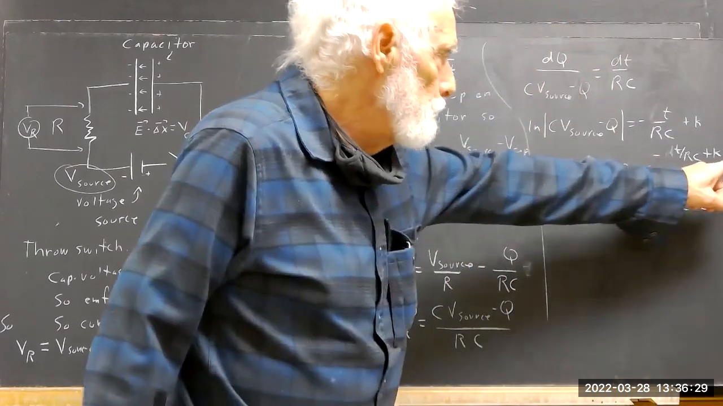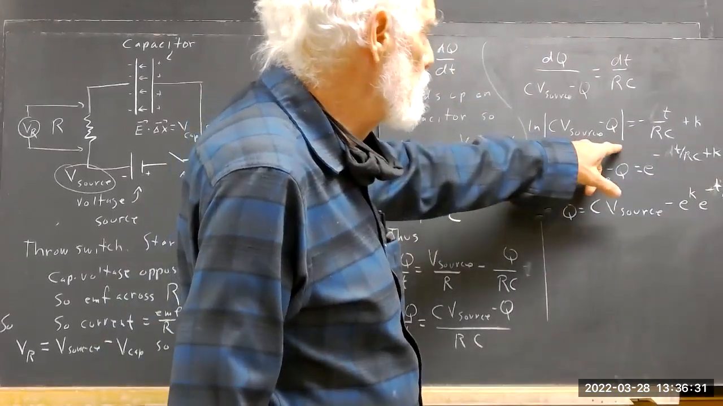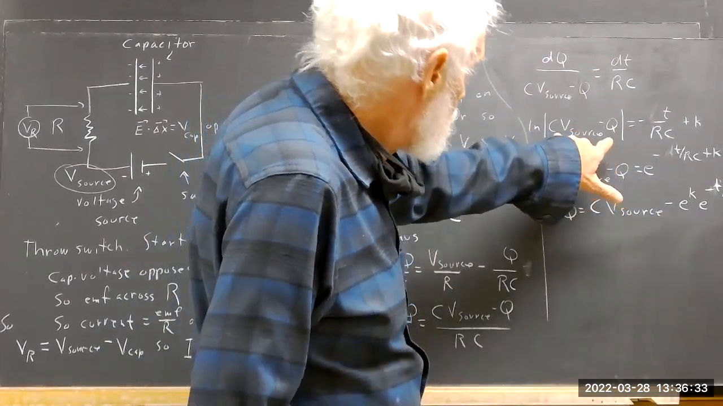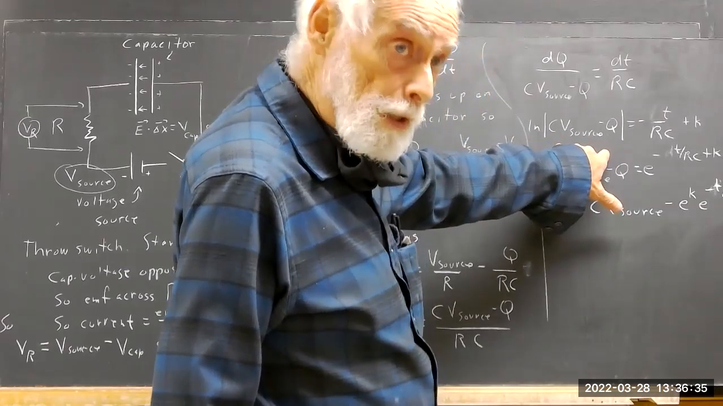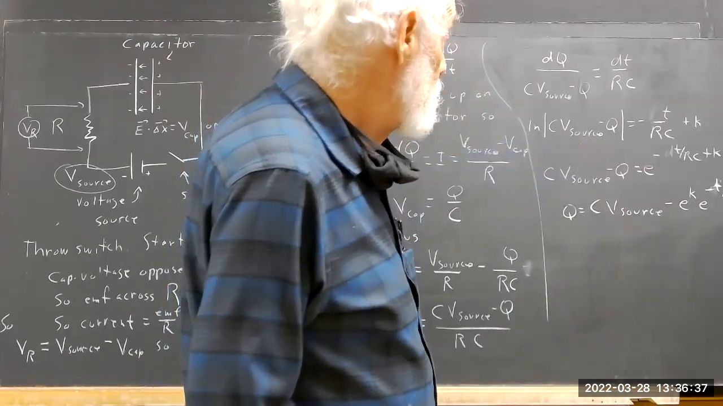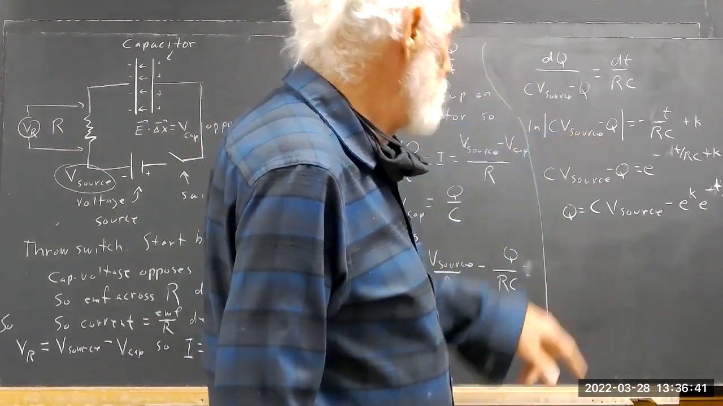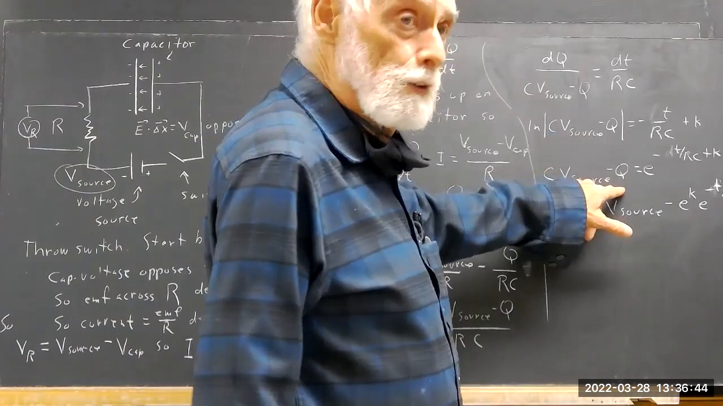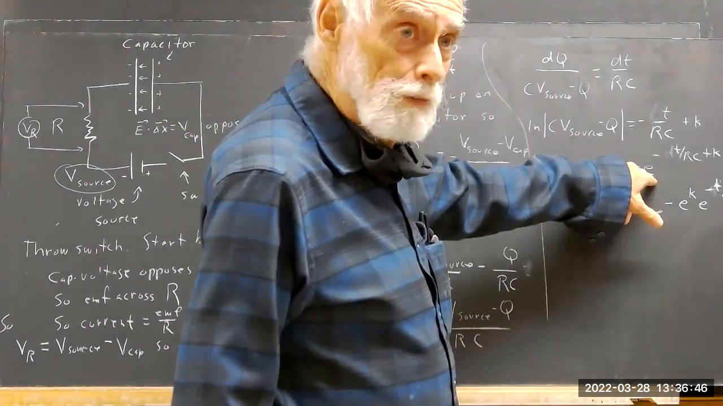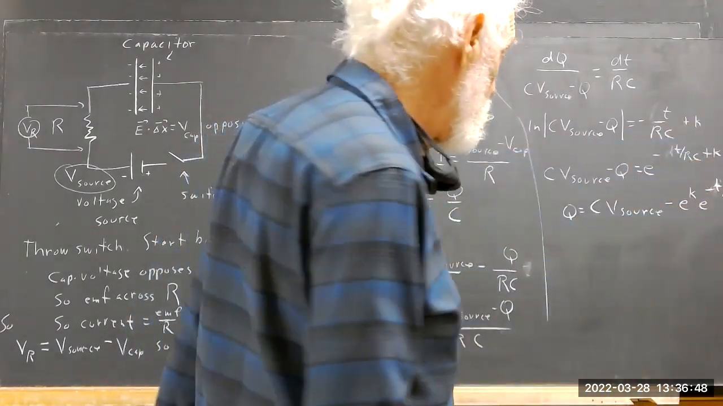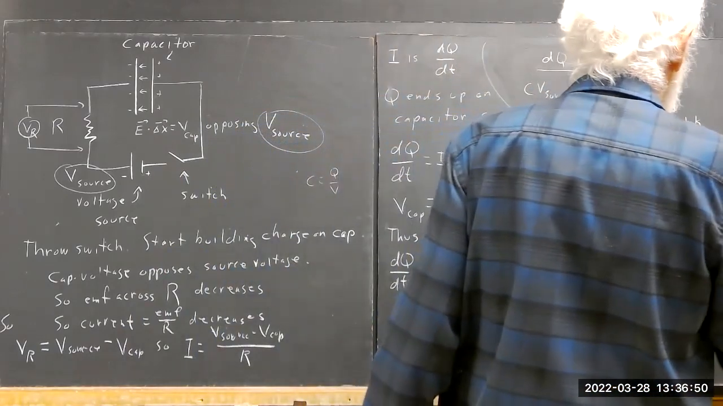The reason I have to specify this is if C V source is less than Q, then the quantity you have under here is negative. So the natural log of the absolute value will be the negative of this. So this will equal the negative of this, and it's going to change the equation. Okay.